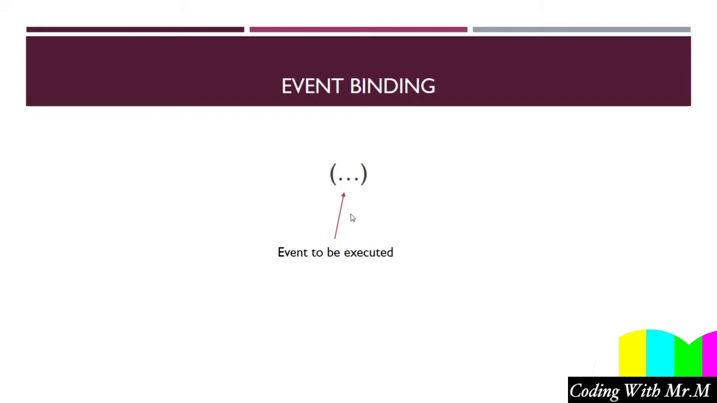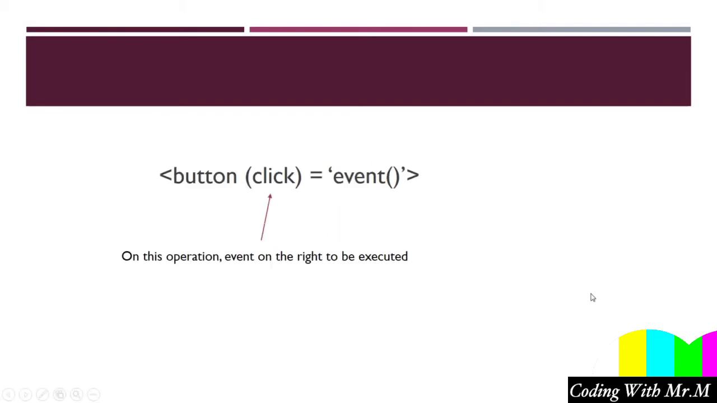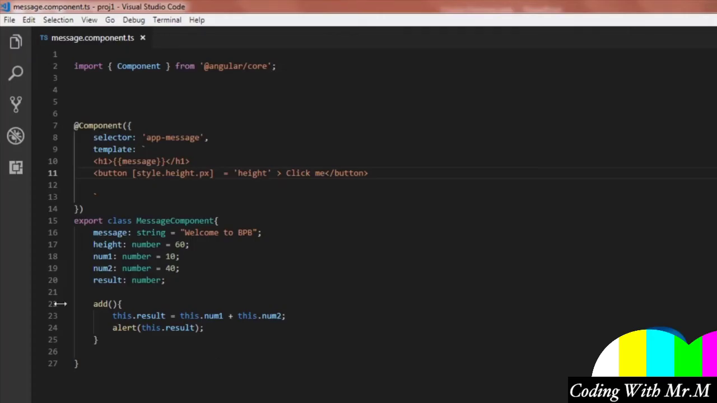Let us see what we mean by this. For example, we have a button and we want that on the click of this button, which is in the template, there is some event in the component which has to be executed. So on this operation of click event, the event on the right, which is called event, has to be executed. Now let's go to Visual Studio Code and try doing event binding here.